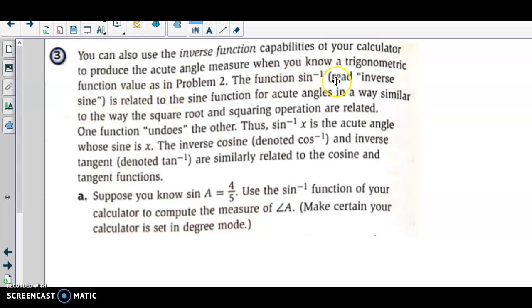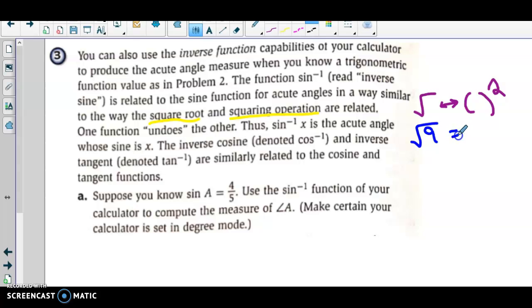The function sine inverse, read inverse sine, I usually say sine inverse or inverse sine, is related to the sine function for acute angles in a way similar to the way the square root and other squaring operations are related. What this says is that when you have a square root and then something squared, they're inverse relationships. They do opposite things, right? The square root of 9 is equal to 3, but 3 squared is equal to 9. So they're inverse relationships, okay?